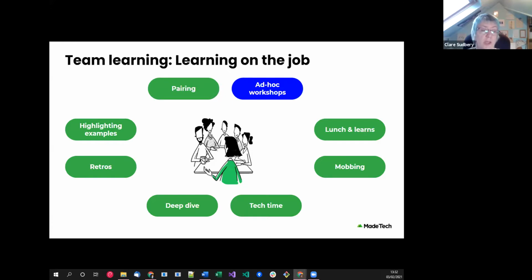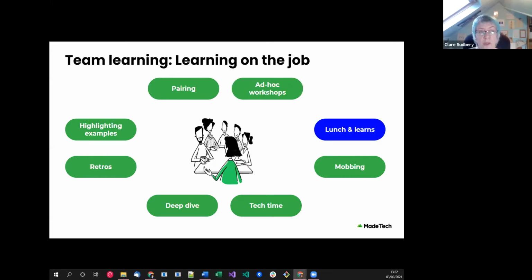I've mentioned workshops, but ad hoc workshops are where you recognize that everybody in the team wants to know more or discuss more about something, and you say, right, okay, let's have a workshop tomorrow. You don't need to know anything in order to put a workshop together. You just need to learn some basic facilitation skills, and you can learn together.